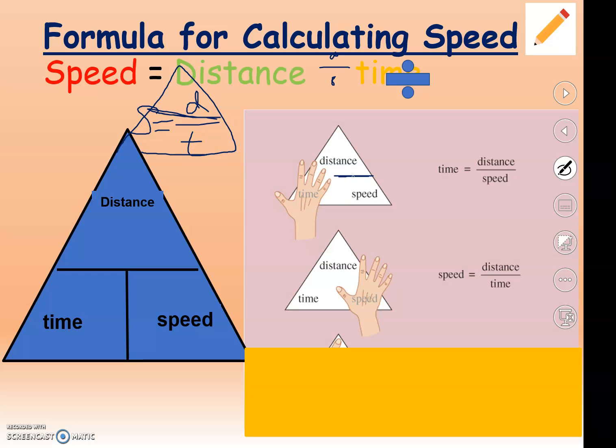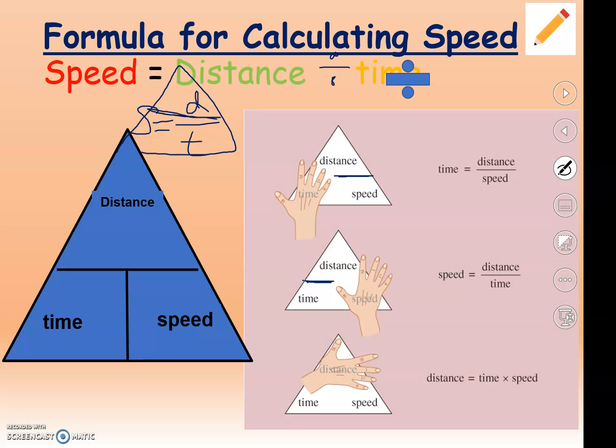Let's say we're solving for speed. We know that speed is distance divided by time, and in our triangle, yes, distance is on top, time is on bottom. And then lastly, if you're solving for distance, how far something went. Notice how time and speed are beside each other. That means you're going to be multiplying. So distance is time times speed.